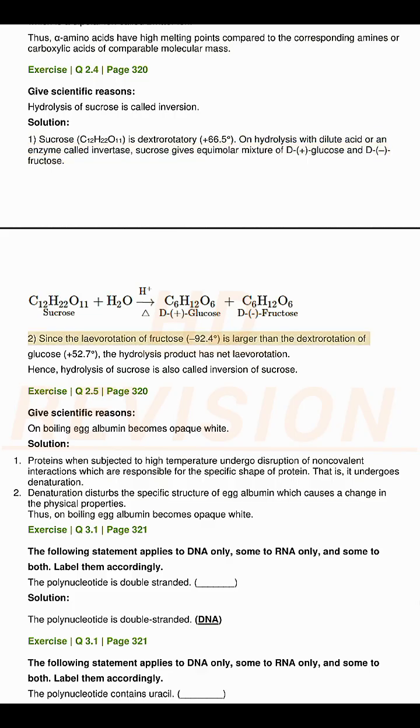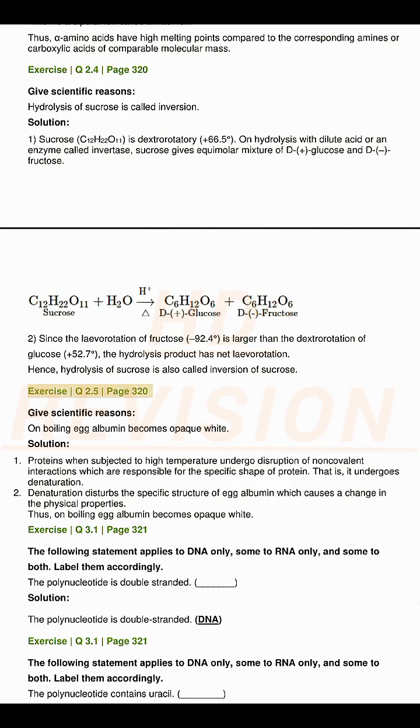2. Since the levorotation of fructose, -92.4 degrees, is larger than the dextrorotation of glucose, +52.7 degrees, the hydrolysis product has net levorotation. Hence, hydrolysis of sucrose is also called inversion of sucrose.